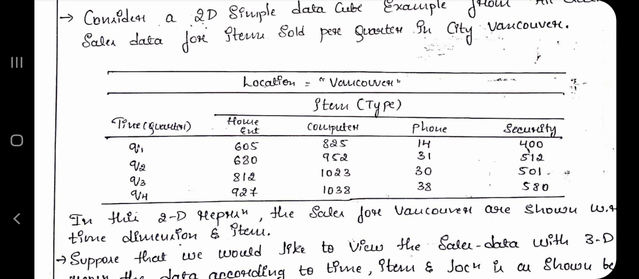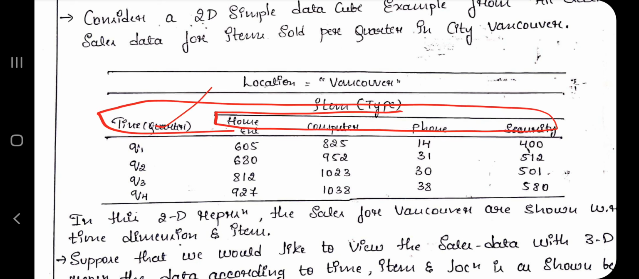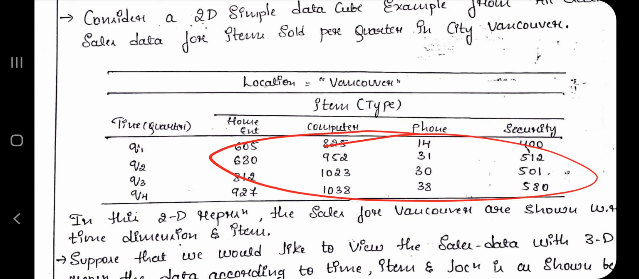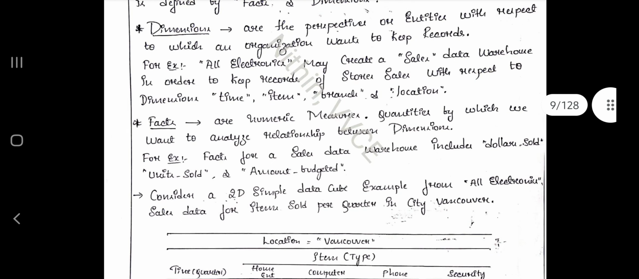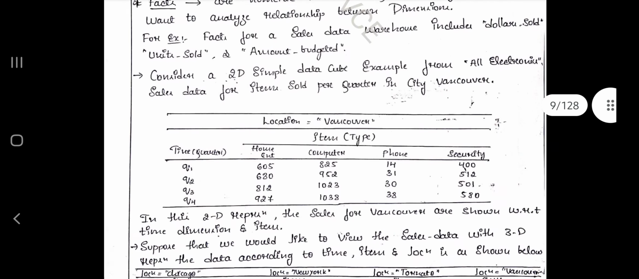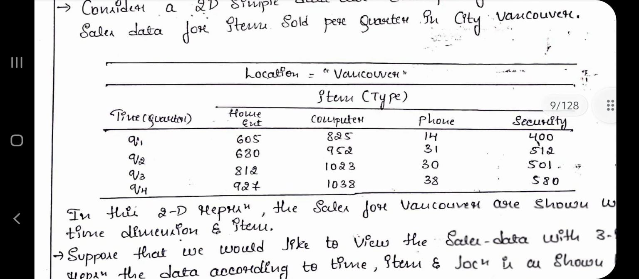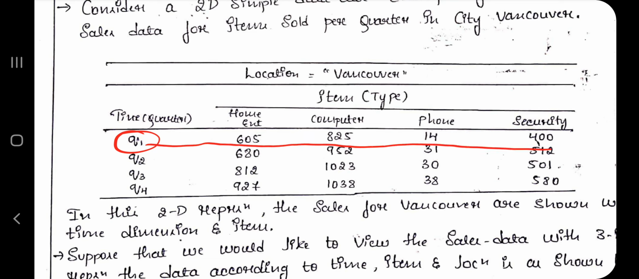So can you tell me what are the dimensions present here? These are the dimensions: time, home entertainment, computer, phone, and security. The facts are this one. Fine, that's what you have to define: the different dimensions and the facts. And a data cube lets you see the information with respect to different dimensions. You can see just in the first quarter how many items were sold. You just have to add these things, right?